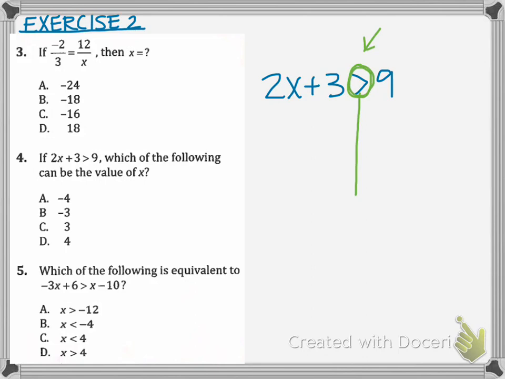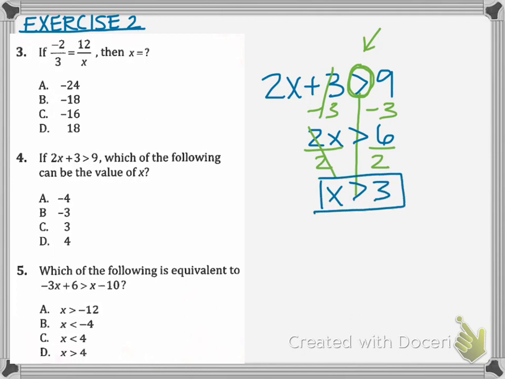We want to get the variable always on the left when you're solving an inequality. We already have our 2x on the left, so we're going to move that 3 to the right by subtracting it from both sides. So we've got 2x on the left. Bring down your greater than. 9 minus 3 is 6. Now we're going to get rid of our coefficient in front of x, the 2, by dividing both sides by 2. And x is greater than 6 divided by 2, which is 3.